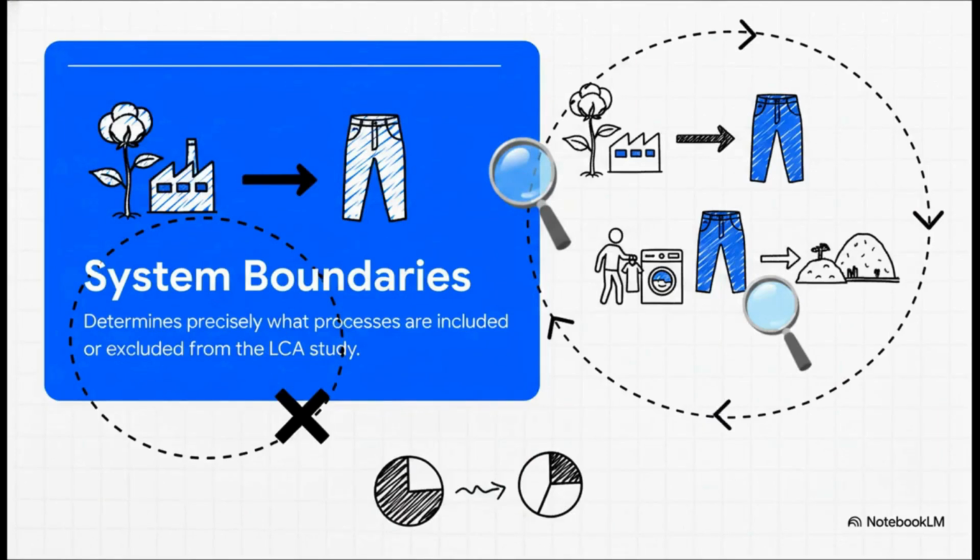Equally important are the system boundaries. This determines precisely what processes are included or excluded from the assessment. For instance, are we measuring the environmental impact of a pair of jeans just from the cotton farm to the factory door? Or are we measuring it from the farm, through the factory, into the consumer's washing machine, and finally out to the landfill? Choosing exactly where to draw these boundaries, alongside the rules for how you allocate emissions when a factory produces multiple different products, heavily dictates the final outcomes of the LCA.